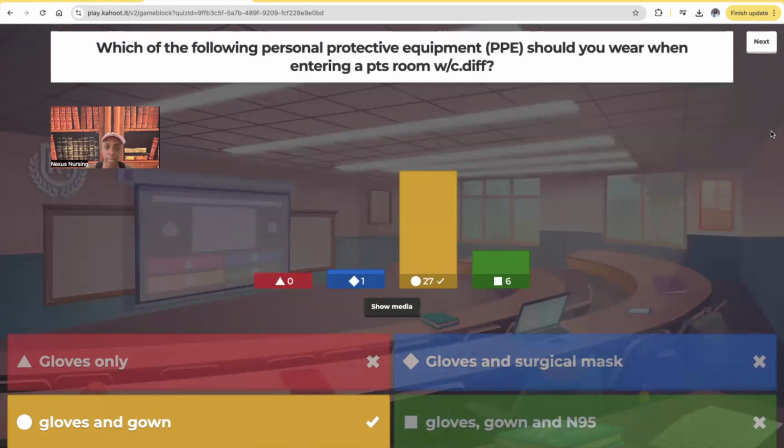Gloves and surgical mask. Why the surgical mask? There's no portion of respiratory particulates, so no. And gloves, gown, and N95. Again, N95, that's not necessary. There's no respiratory particulates that we're concerned about, but gown and gloves, okay?